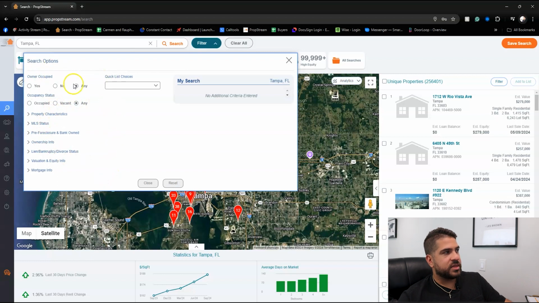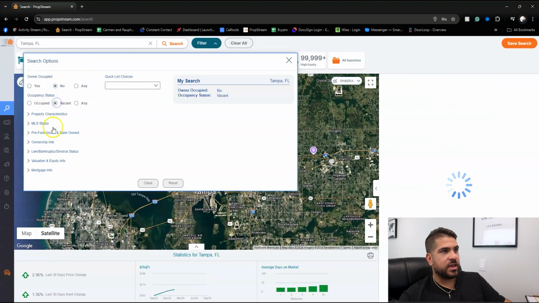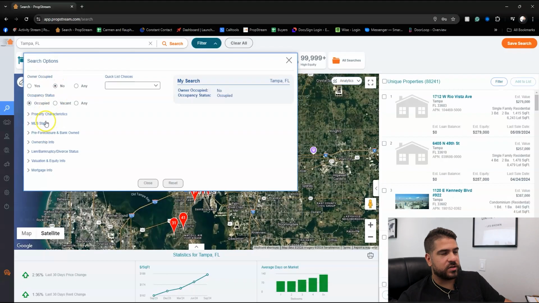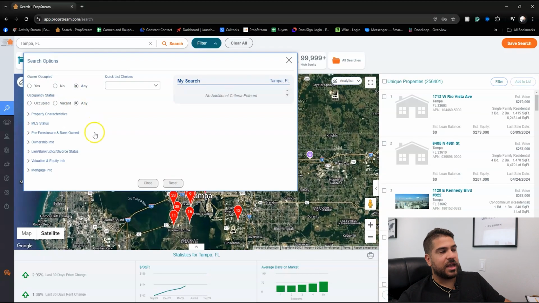So you got owner occupied, non-owner occupied, you got occupied or vacant, right? So you can be owner occupied, or it can be non-occupied and vacant. So this can be no and vacant, or it can be no and occupied. So there's two different types of properties. But right now, let's leave it at any.